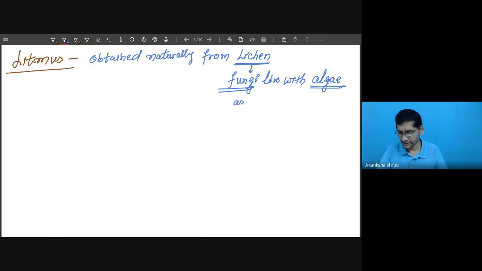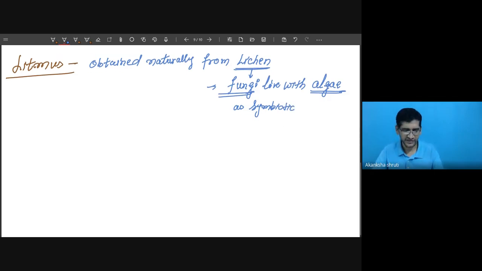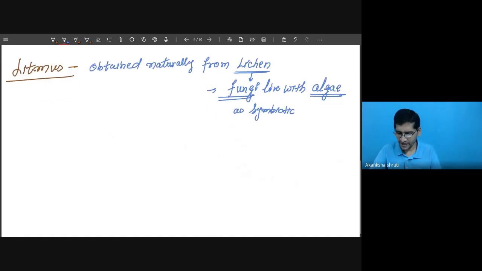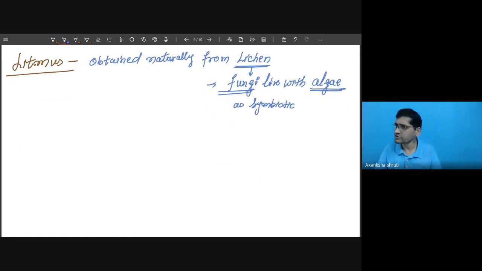A symbiotic relation. This thing I have also discussed in symbiotic nutrition in our biology, as symbiotic relation. Symbiotic relation means both are mutually benefited.